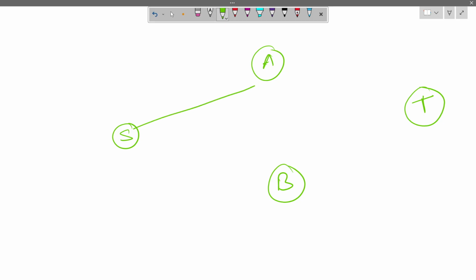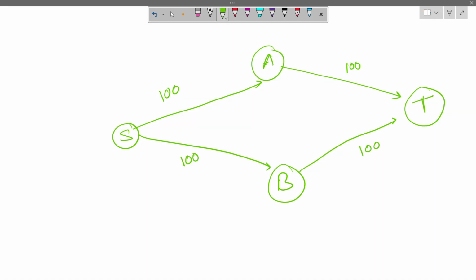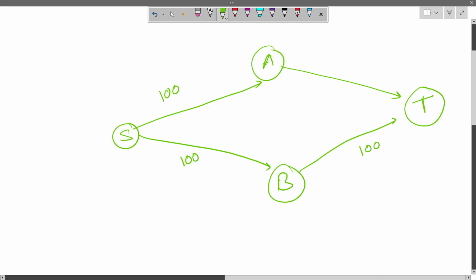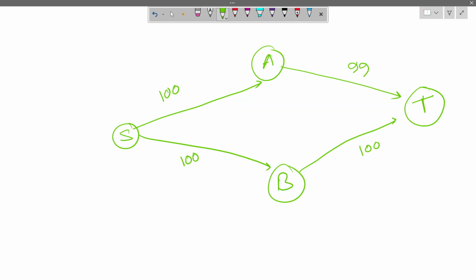Suppose this is 100, this is 100, this one is 100, this one is 100, sorry, this one is like 99, this one is like 99. Okay, and here is a two-way path from A to B and B to A. This is one, this is one.